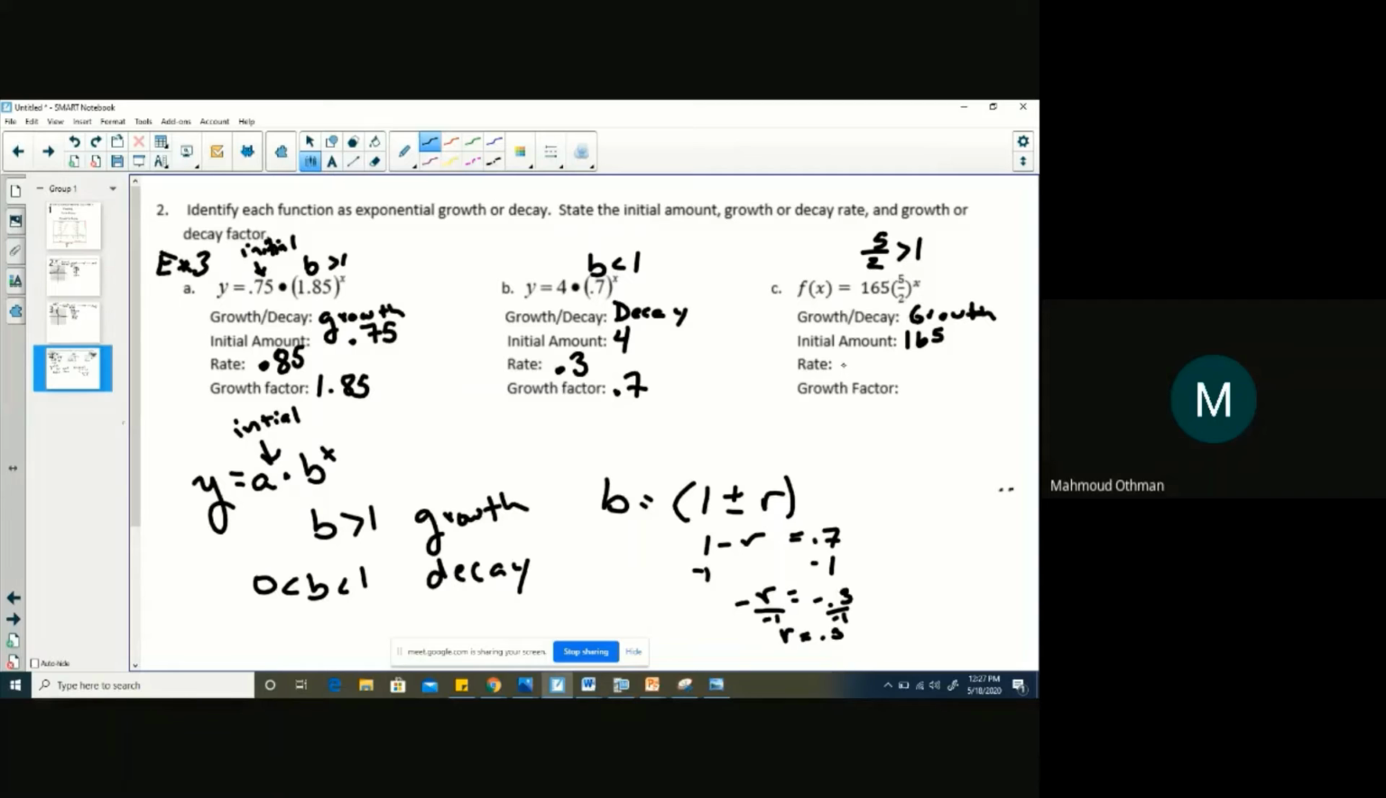My rate is going to be the number added to 1. So 1 plus r equals 5 halves. If I subtract 1 from both sides, I get r equals 5/2 minus 2/2. My rate will be 3 halves because that's how much it's increased by. And how much it increases by each time is my growth factor, or decreases by is my decay factor, which will be 5 halves.